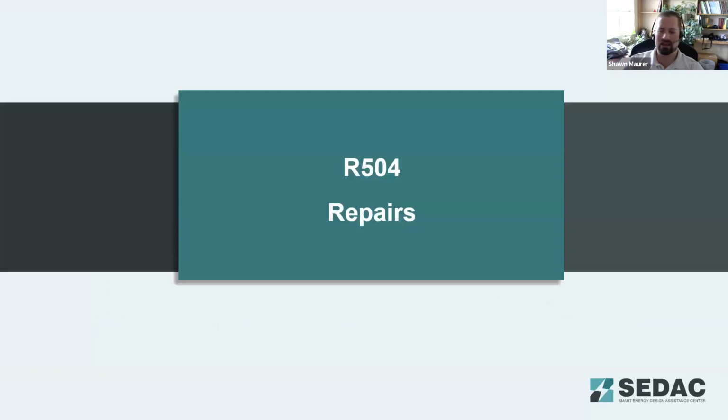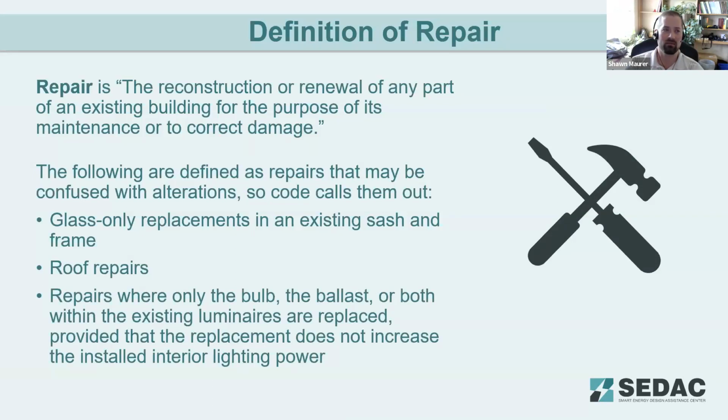And we've got a last short section here, and then we'll get back to some of the Q&As and wrap those up. But we want to touch on the last couple of sections here. They're fairly short for existing buildings. First is repairs. This section of the code defines repair, which we touched on earlier, the reconstruction or renewal of any part of the existing building for the purpose of its maintenance or to correct damage. And then it calls out specific things that may be considered alterations as repairs so that they're not confused.